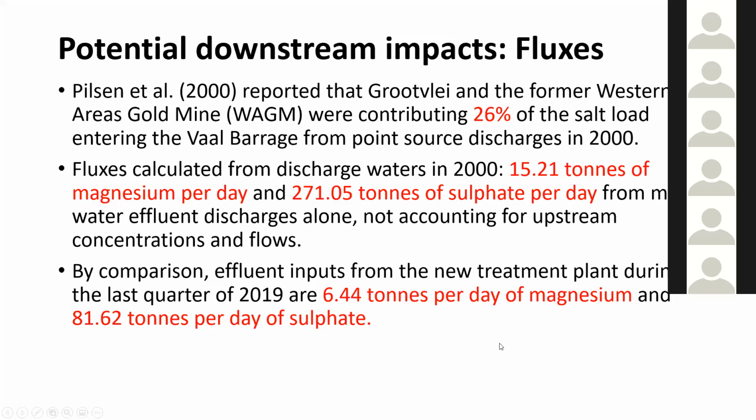If you compare that to the last quarter of 2019, we have values of 6.44 tons per day of magnesium and 81.62 tons per day of sulphate. So it is a slight improvement from levels during 2000 when we had an active mine. But we attribute that to, obviously, we don't have mining occurring now. So perhaps that AMD water isn't as highly concentrated in those two parameters as it was before, and most probably due to lower flows under the current situation compared to when it was mining back in 2000.